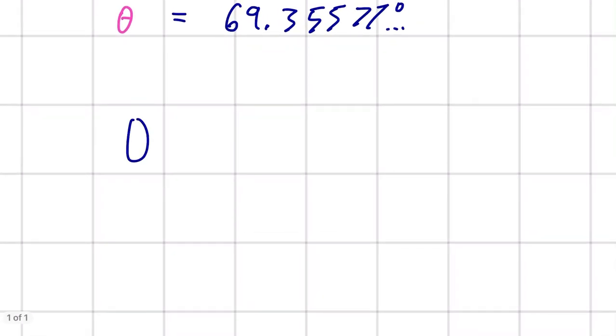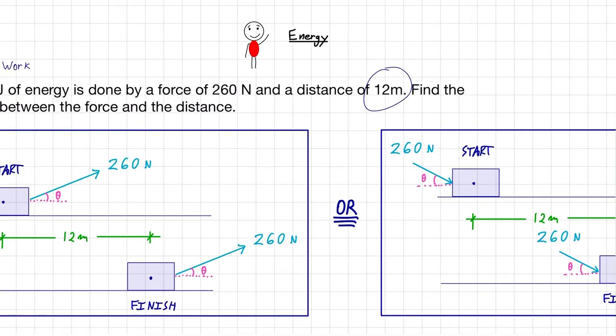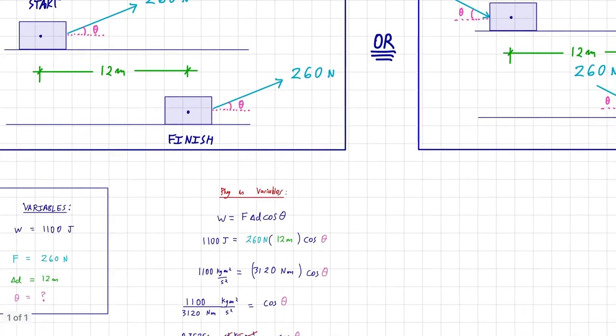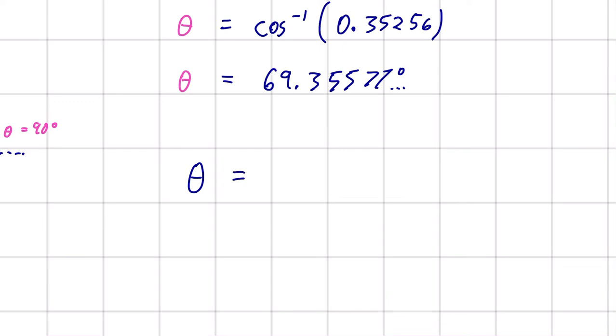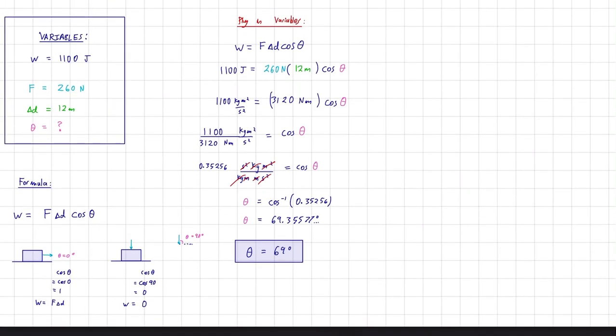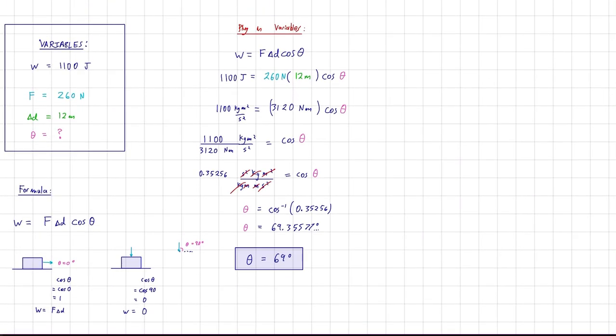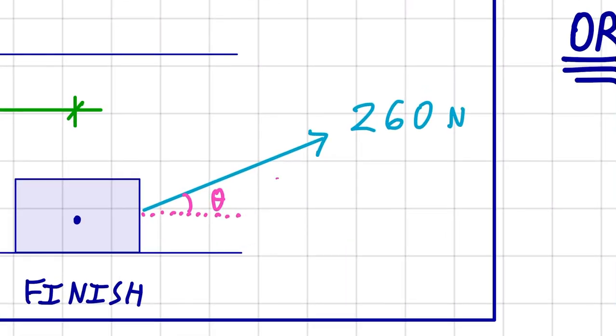So in our final answer, we're going to round it off to two significant digits, because that is how many significant digits we were given in the question. So it's equal to 69 degrees. All right, and that is the solution to this problem. So that angle that we just found there was 69. Theta is equal to 69 degrees.